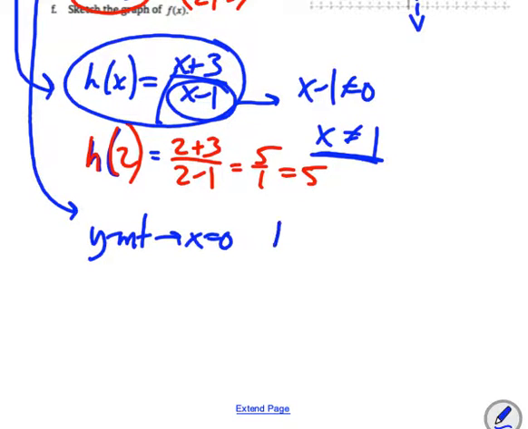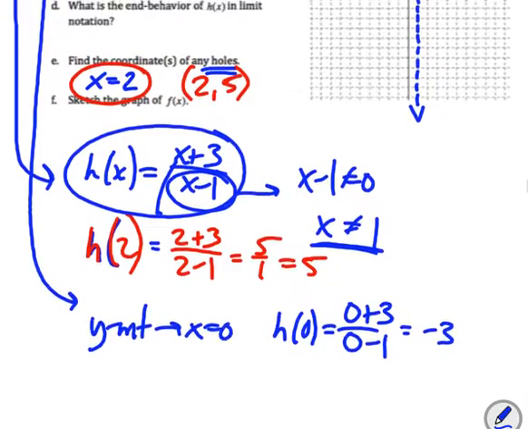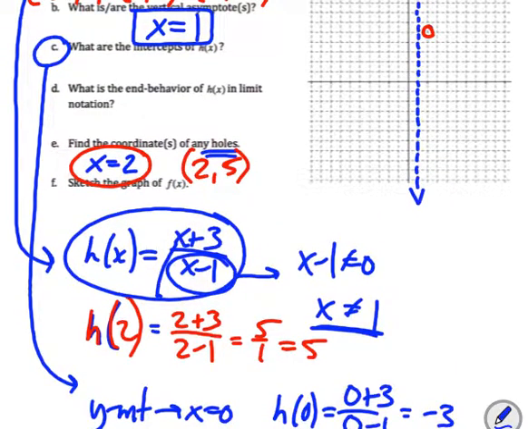So when x is equal to 0, we're just finding h of 0. So we plug 0 in for x here, 0 in for x in the denominator, and this ends up being -3. So what that tells us is that we have a y-intercept of (0, -3), which we can plot here.